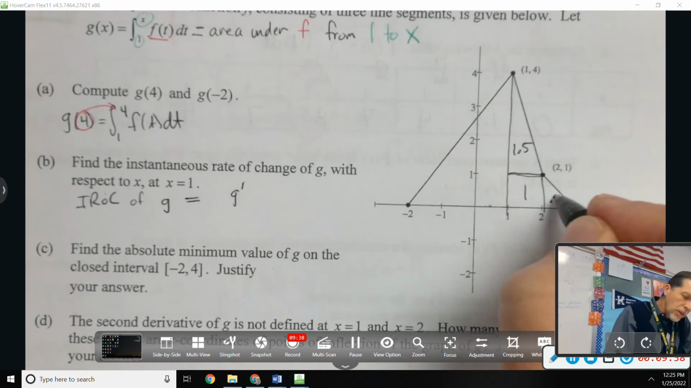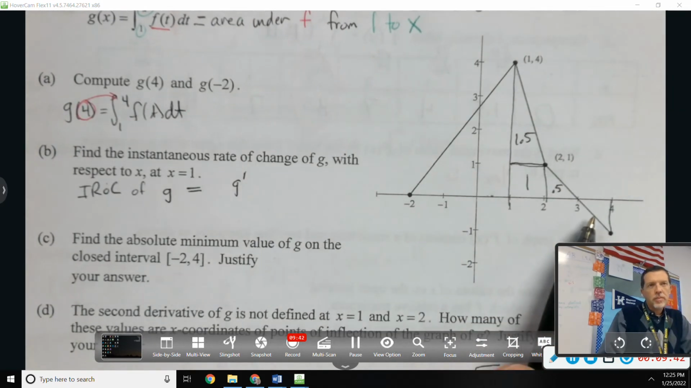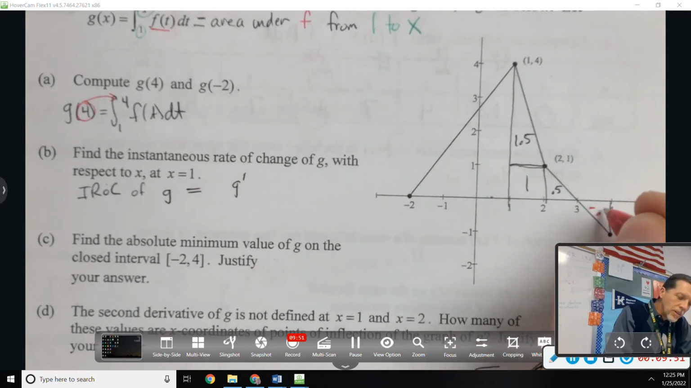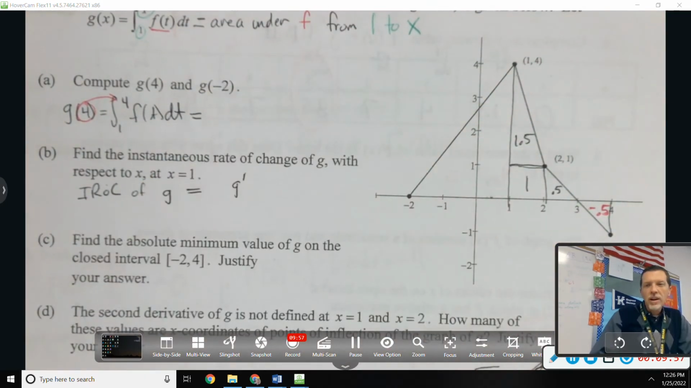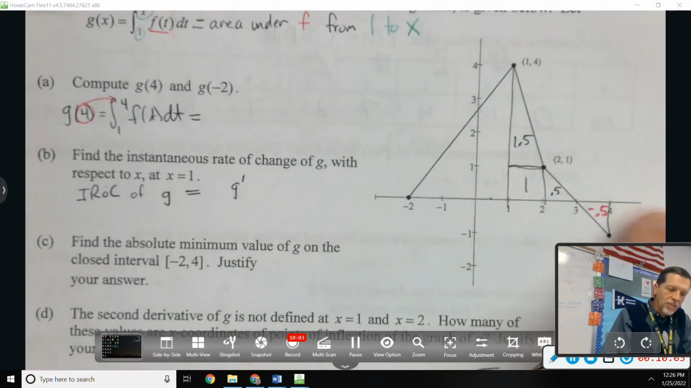This area is 0.5. What about this area from 3 to 4? Negative. I mean, be careful how the question is asked. The area officially is 0.5, but the integral would be negative because it's below the axis. So if I add up all the areas from 1 to 4, I get 2.5. Yeah, because those cancel each other out. So yeah, 2.5.